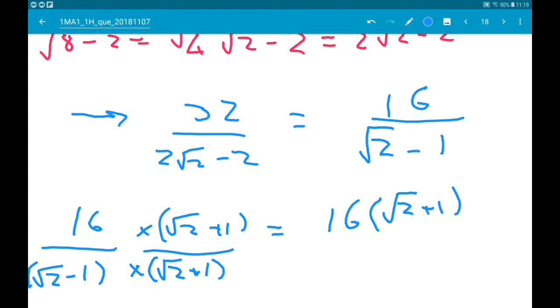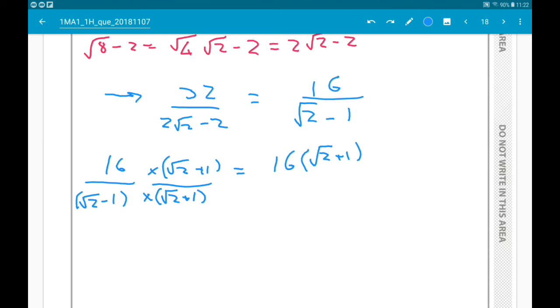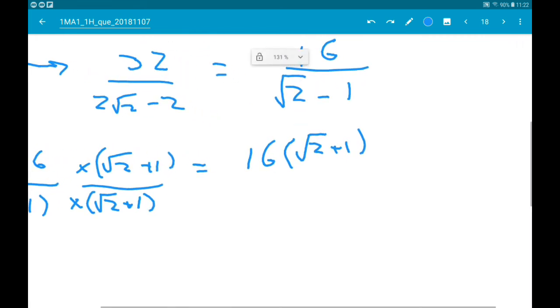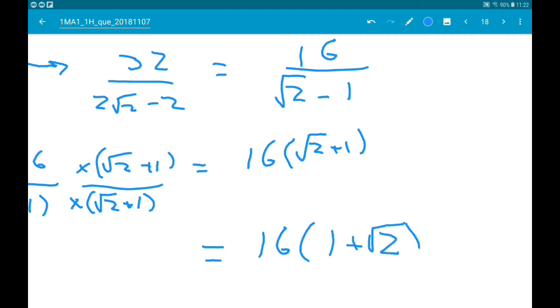Now on the bottom, when you do this, you always get the first term squared, so root 2 squared is 2, minus the second term squared, so we have 2 minus 1, which is just 1. So that is actually our final answer. They actually wanted it as a times b add root 2, so they don't cry, we should write that as 16 lots of 1 add root 2.